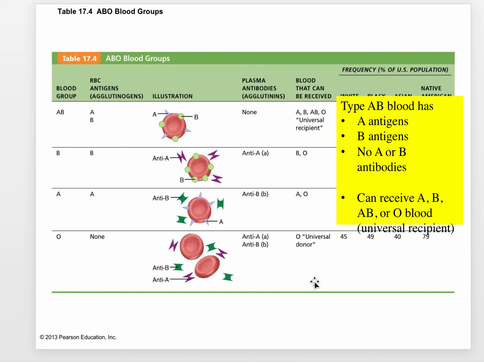This kind of illustrates the same thing. It looks at, in this case, AB blood. If you have AB blood, you have A antigens and B antigens, no anti-A or anti-B antibodies. This person can receive a transfusion of A blood, B blood, AB blood, or O blood. Remember, AB blood is a universal recipient, so it can receive any type of blood.